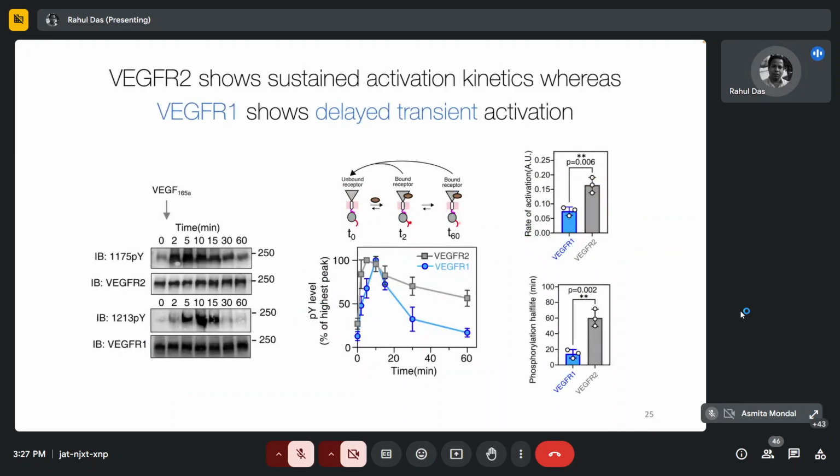And we also looked into the rate of phosphorylation. So we studied how fast these residues in the tail are phosphorylated, and we measured the phosphorylation of this tail as a function of time. We see that VGFR1 is transiently phosphorylated compared to VGFR2, which is sustained phosphorylation.